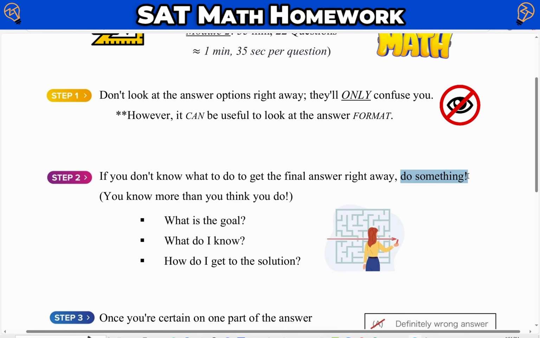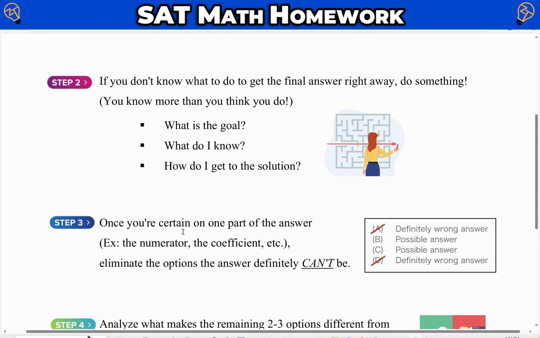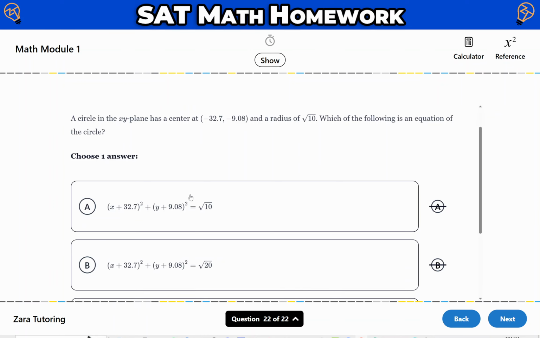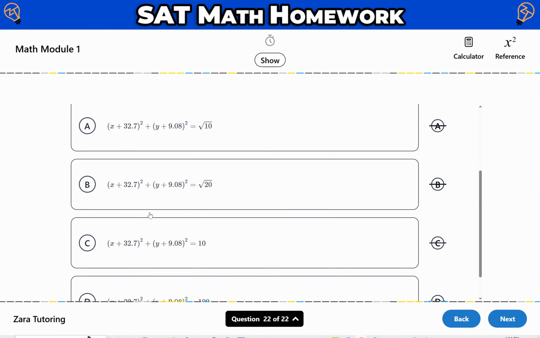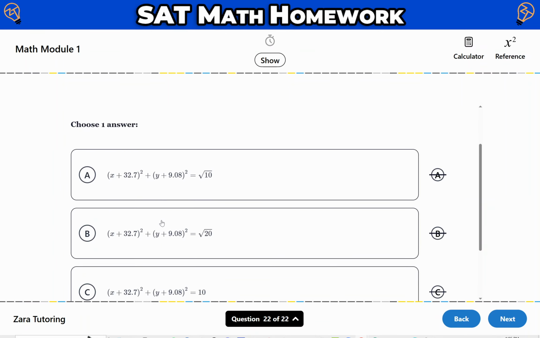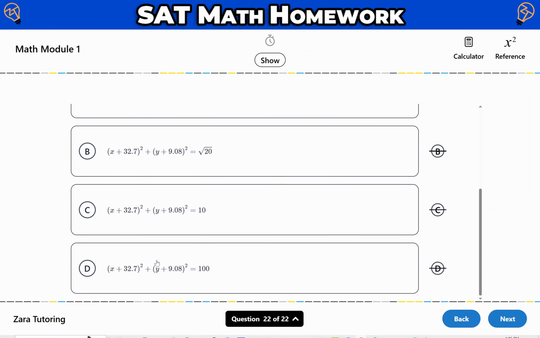And now that we identified the center and know that we have to do opposite, opposite, we're certain on that part of the answer. So let's go ahead and eliminate what it definitely can't be. So if we do opposite, opposite, so we said positive, positive, this one's okay. This one's okay. I guess really they're all okay. So in this case, that actually didn't do anything for us.